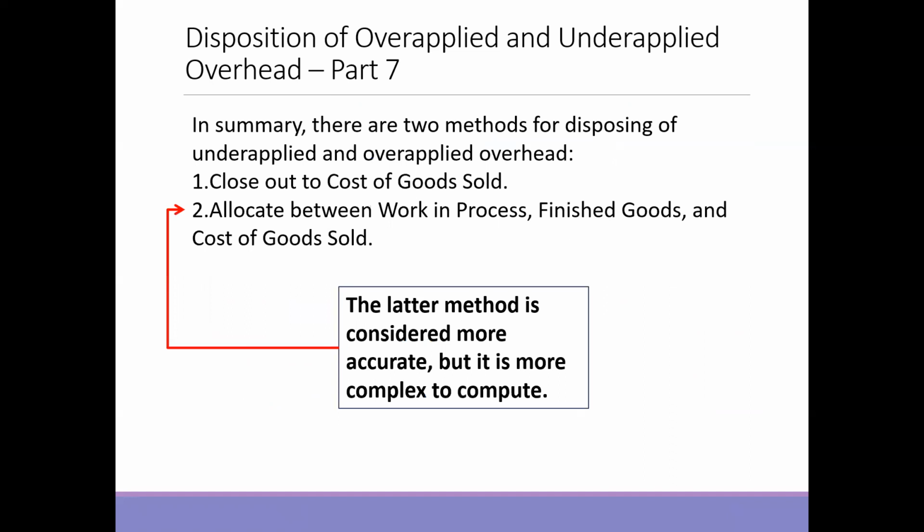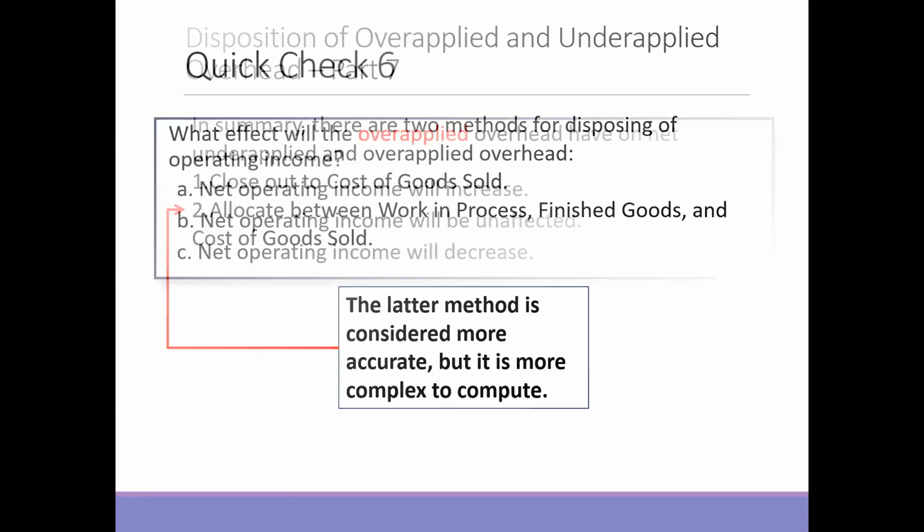There are two methods of disposing of the under and overapplied overhead. We can just zero it out to cost of goods sold, or we can proratedly assign it to those various accounts. It makes sense, it's more involved, but it definitely is more accurate to do.